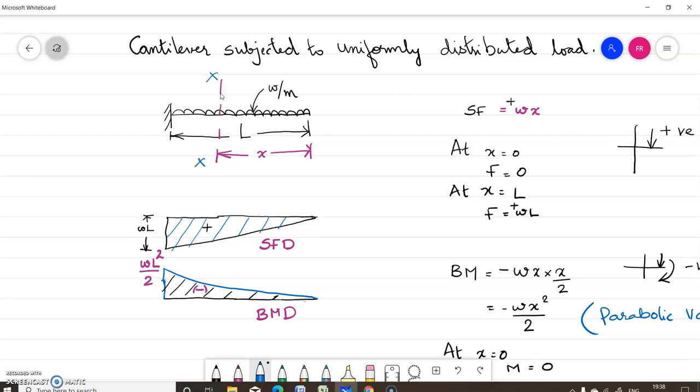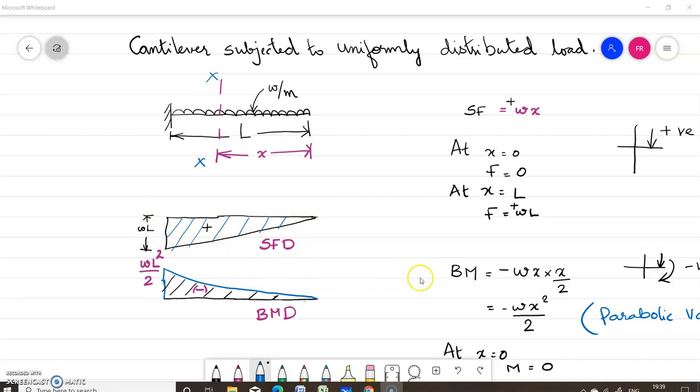What is the shear force? Shear force is the unbalanced force to the right of the section. What is the unbalanced force? W into X. What is the value of shear force at X equal to 0? Substituting X equal to 0, you get the shear force at the free end equal to 0. Now what is the shear force at X equal to L, that is at the fixed support? Substituting X equal to L, you get plus W into L. The shear force varies linearly with X, so it is a linear variation. You can draw the shear force diagram as a linear variation from 0 to W into L.